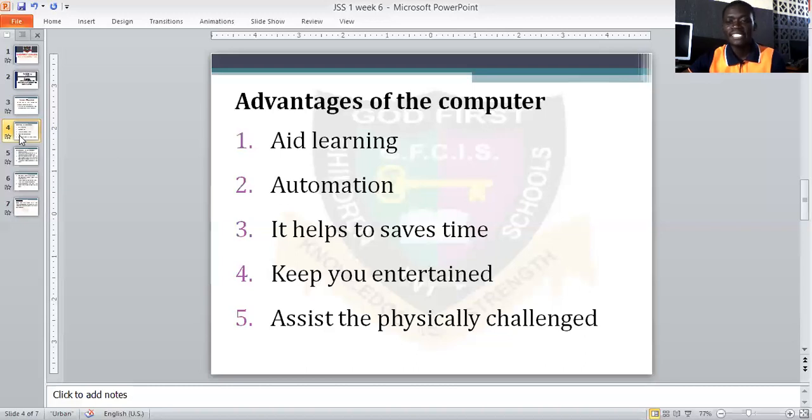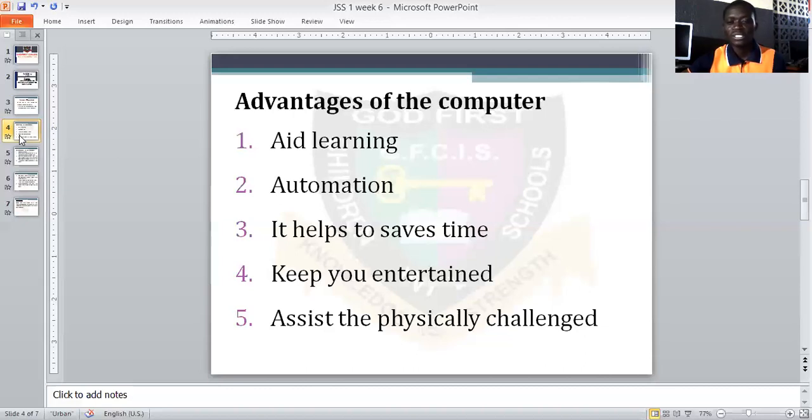Keeps you entertained. Another one is to assist the physically challenged. Now we'll talk about the physically challenged. We all know for those who cannot walk, there is a way computer can assist them one way or the other.